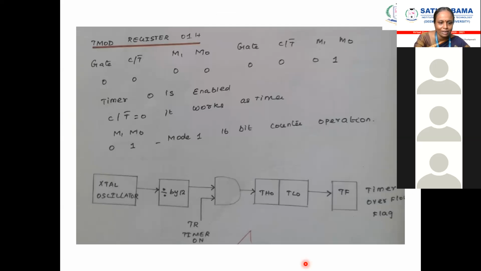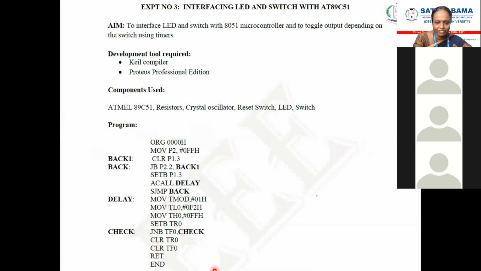So now you come to our main program. It's a very important timer program. You see MOV TMOD, #01. That means timer 0, mode 1 is enabled. Then TH0.